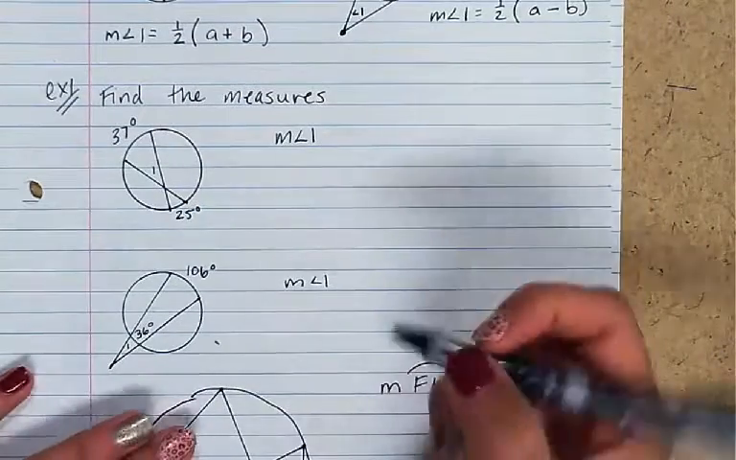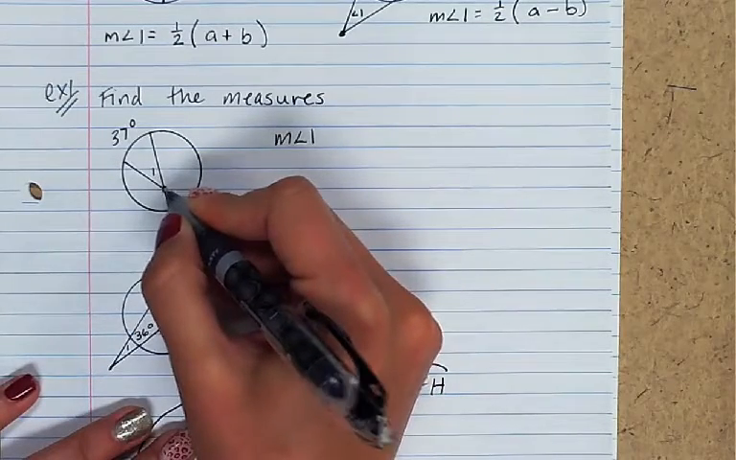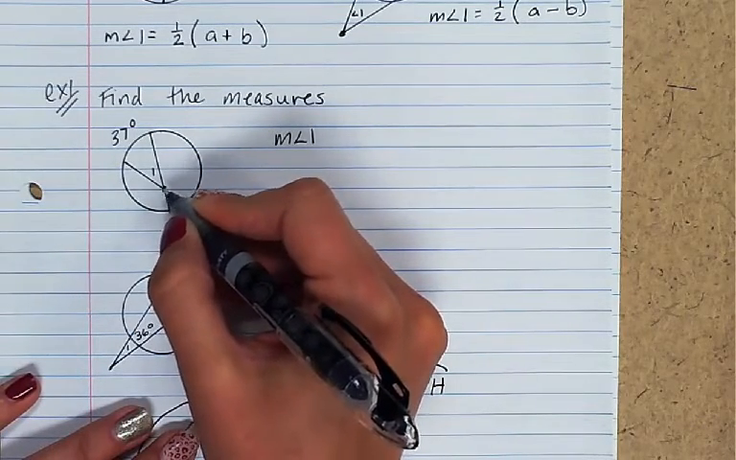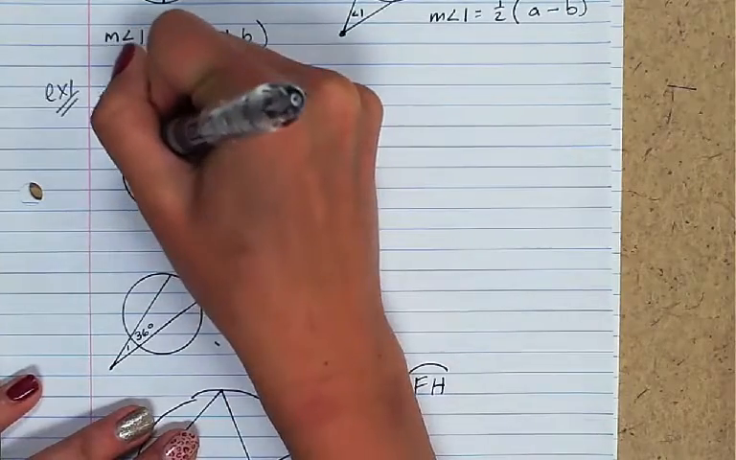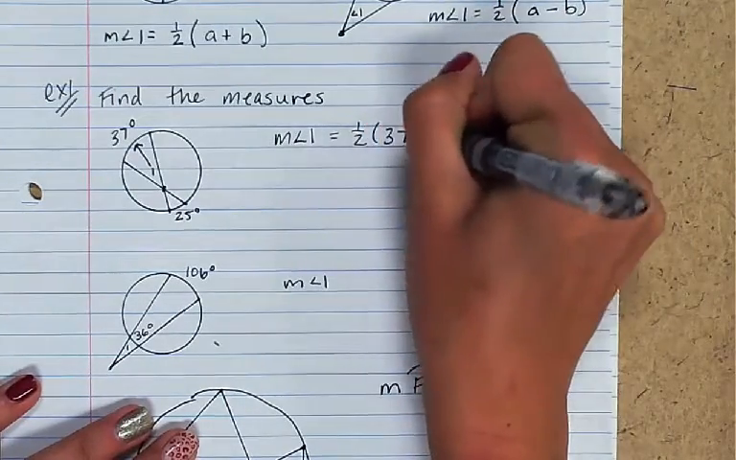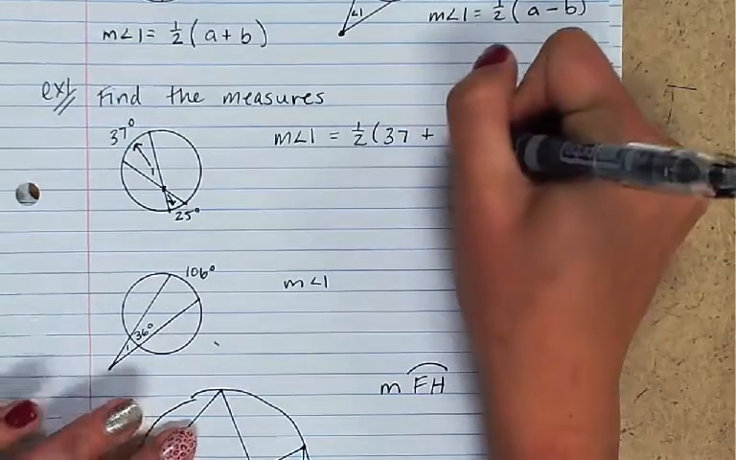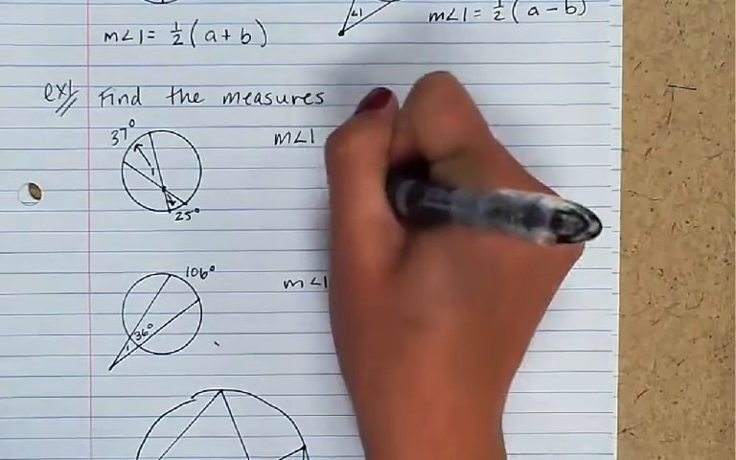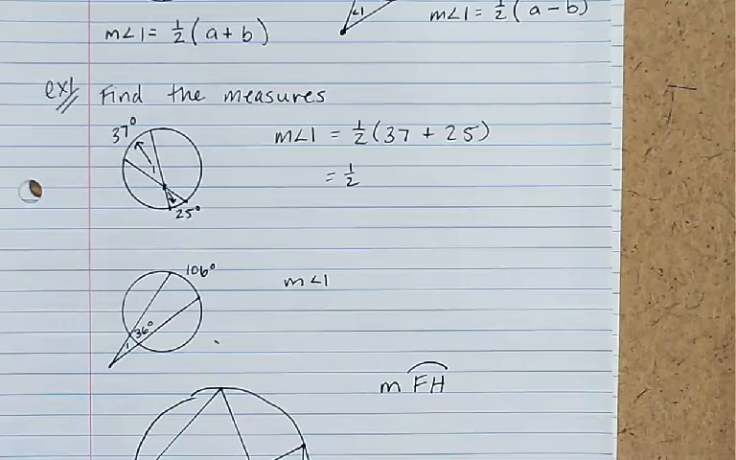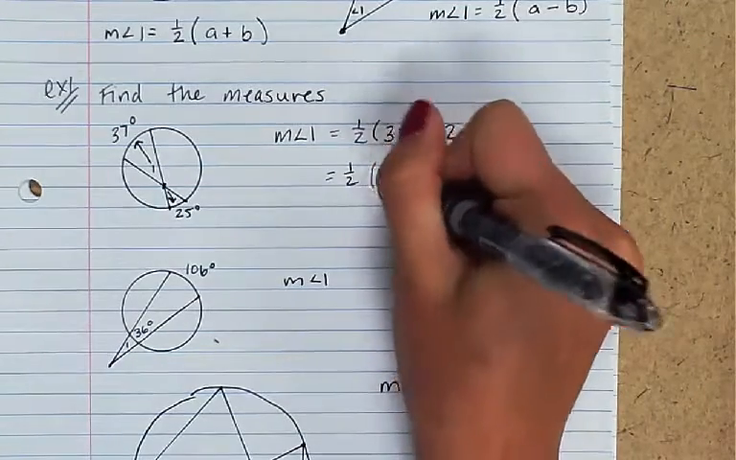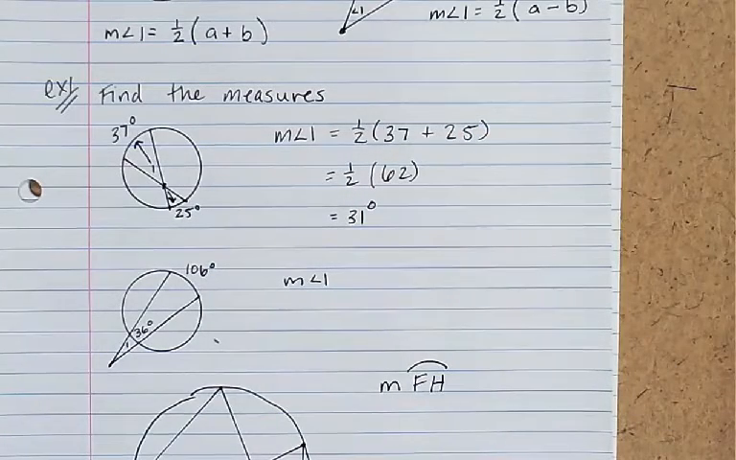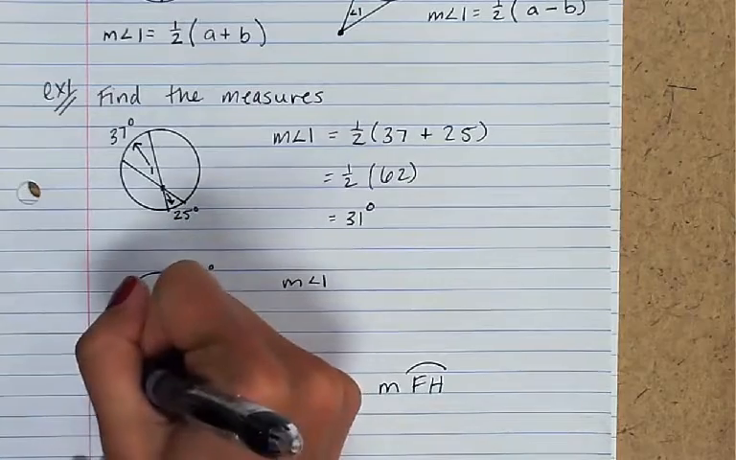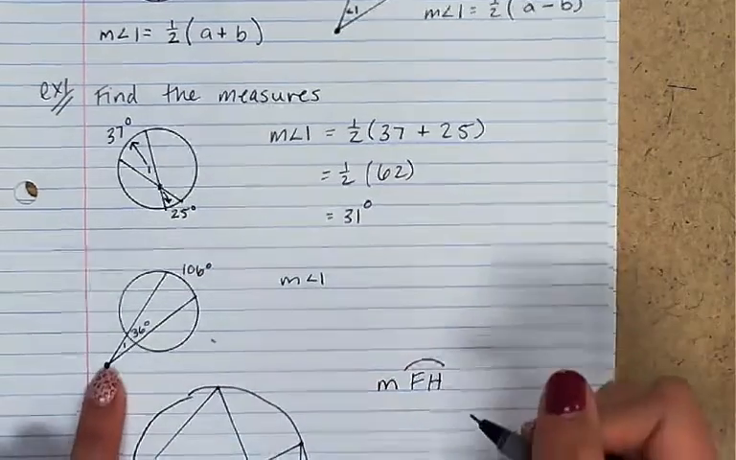So for example 1, we have our vertex inside the circle. So if I have to find the measure of angle 1, it's going to be half of the arc directly in front of it plus the arc directly behind it. So we're going to want half of 62, which is 31 degrees.